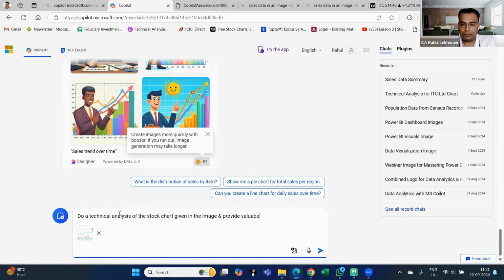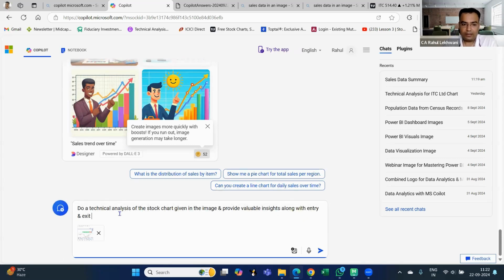valuable insights along with entry and exit points in the form of price. Okay. So what I'm asking is do a technical analysis based on the chart that is there.